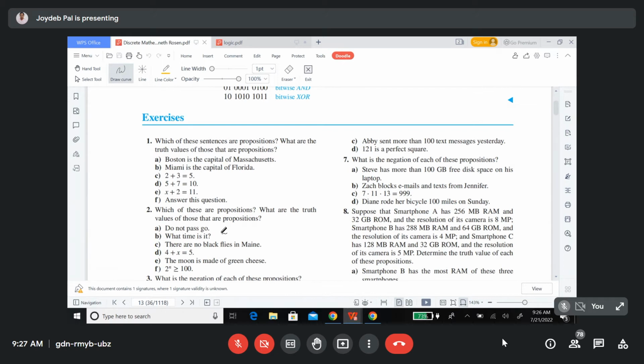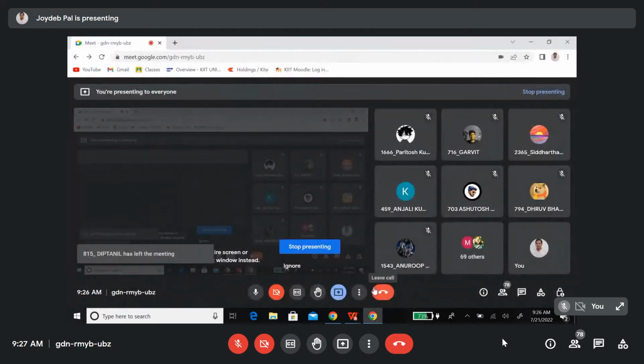Any doubt? No, sir. So, if you have understood the definition of proposition, then you got 2 marks in the quiz test, because one question will definitely come: whether it is a proposition or not.